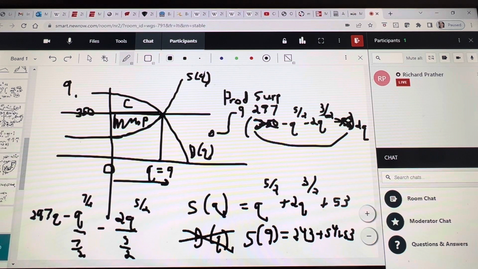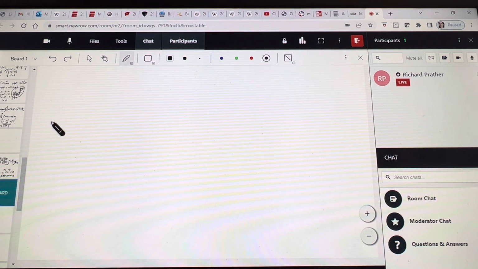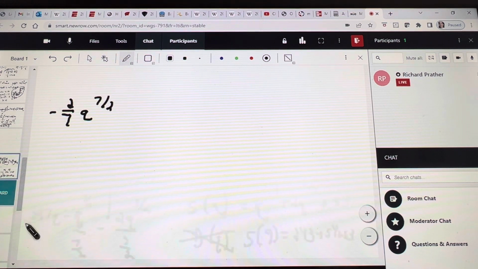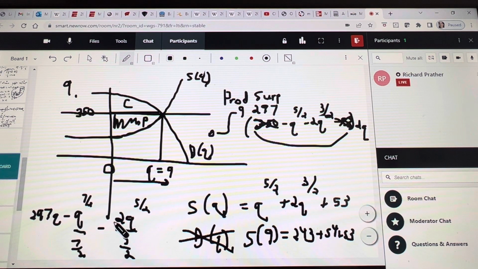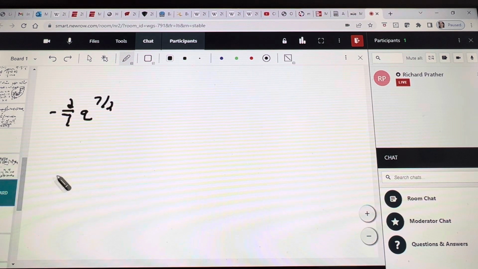Or if I put everything in order, I can flip this around and make it negative 2/7 q to the 7 halves. Flip this around 2/5, and then times that 2 that's already there, that'll make negative 4/5 q to the 5 halves plus 297q.